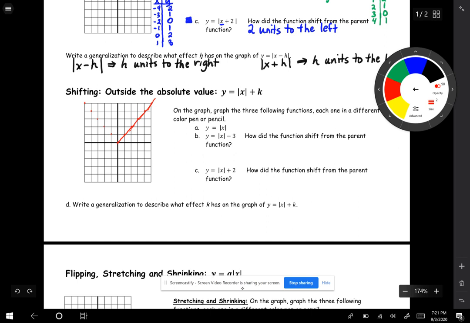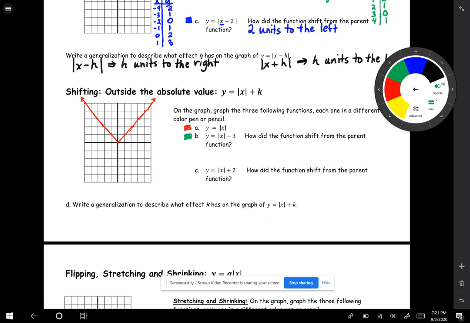Hardest part is connecting the dots for me, I guess. Okay. Parent. Next one can be a -3. Okay.